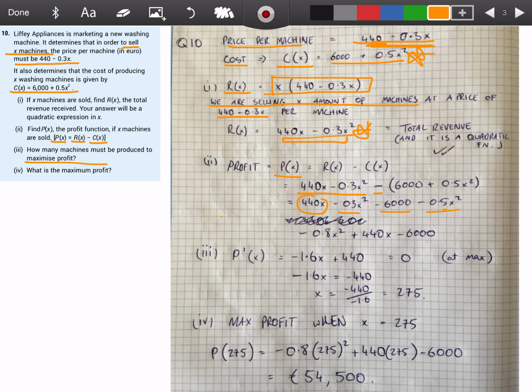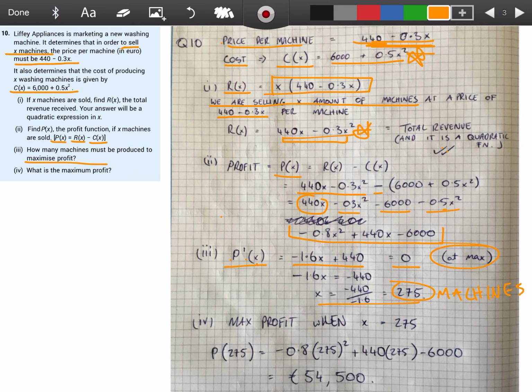Part 3 asks, how many machines must be produced to maximize profit? Same time, maximum value. I get my first derivative, p prime of x. So I'm using my profit function. I get my first derivative. I put it equal to 0. It's equal to 0 at a maximum. That's what the question asks. And then I solve for x. So this is telling me that's 275. That is telling me that I must sell 275 machines to make maximum profit. Okay.